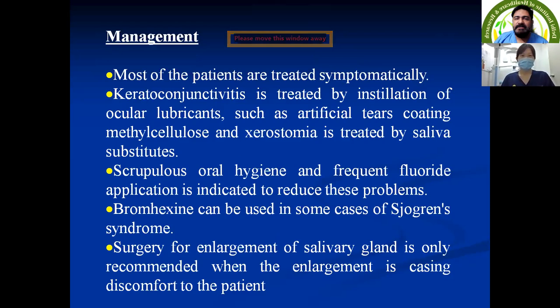Management: most of the patients are treated symptomatically. Keratoconjunctivitis is treated by instillation of ocular lubricants such as artificial tears, methyl cellulose coating, and xerostomia is treated by saliva substitutes. Scrupulous oral hygiene and frequent fluoride application are indicated to reduce the caries problem, and then bromhexine can be used in some cases of Sjögren syndrome. Surgery for enlargement of the salivary gland is only recommended when the enlargement is causing discomfort to the patient.